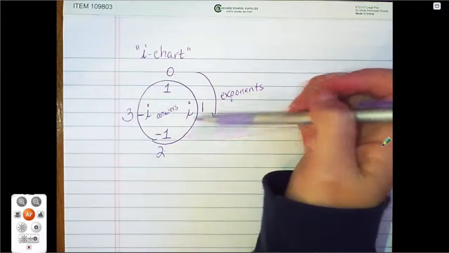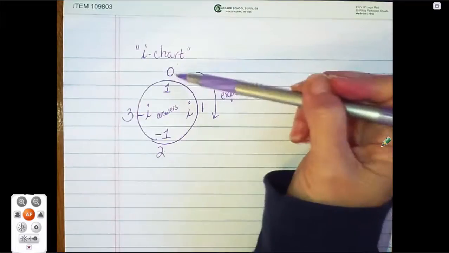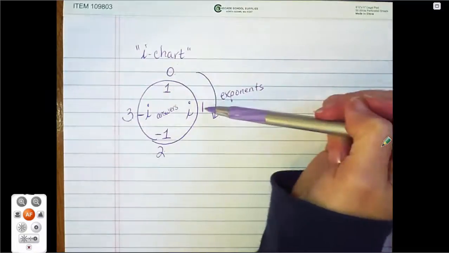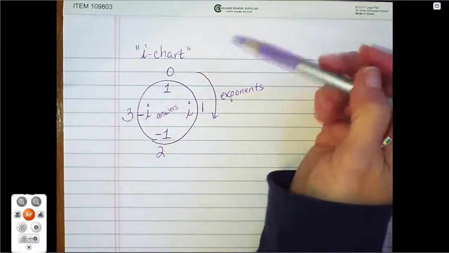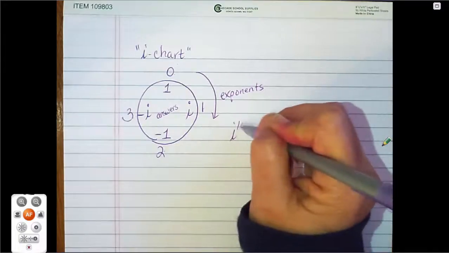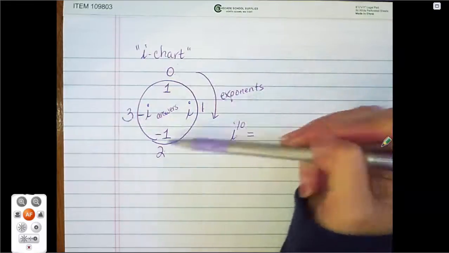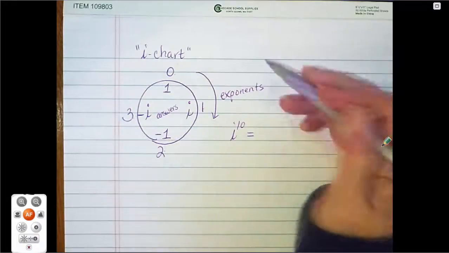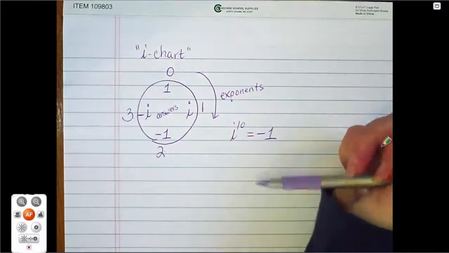If you continue counting around your circle through the problems we did on the other paper, we have i to the 0, i to the first, i squared, i cubed. Then i to the 4th is 1, i to the 5th is i, i to the 6th is -1, and so on. So if I needed to know what i to the 10th was, I could count around my circle: 0, 1, 2, 3, 4, 5, 6, 7, 8, 9, 10. There it is. The answer is -1. Okay, so these are all different powers of i.